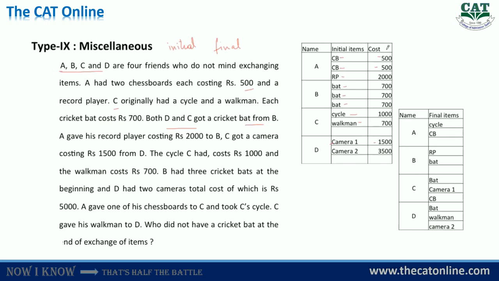Cost of the item remains same, so you can only have cost in one of the columns. So these are the initial items, these are final items that are left with. So you have to fill in 2 tables simultaneously. And so to answer the question, who did not have a cricket bat at the end of exchange of items? B had a bat, C had a bat, D had a bat, A does not have a bat. So answer is A. So between these 2 tables, whatever questions are asked from this information, you would be easily able to answer.